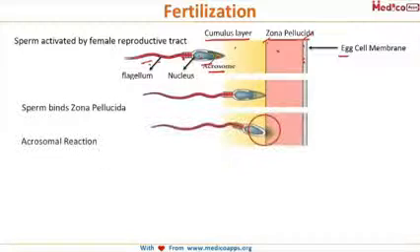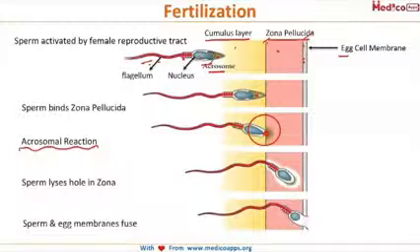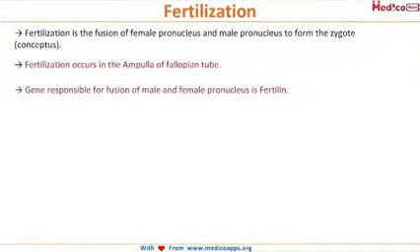Now this sperm crosses the corona radiata and attaches itself to the zona pellucida. It causes the release of enzymes from the acrosome of the sperm and this is acrosomal reaction. This causes lysis of the zona pellucida and thus allowing the entry of sperm into the secondary oocyte, and then occurs the fusion of the sperm and the egg. Now, the actual process of fertilization occurs, and there is fusion of the male and the female pronucleus to form the zygote. And remember, this fertilization causes the resumption of the meiosis II that was suspended in the secondary oocyte, and this causes the release of second polar body.